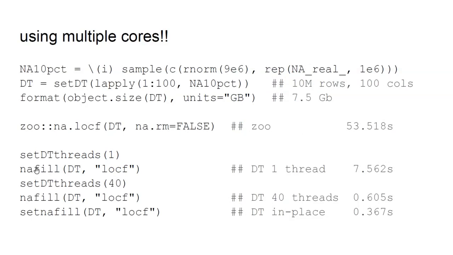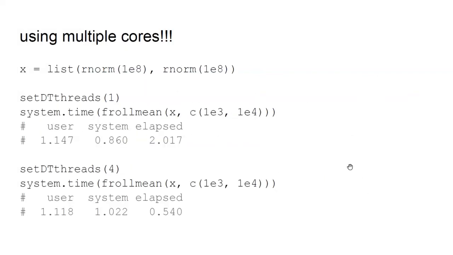Using a single thread in data table, it's not by reference, it's just creating a new object. We have 7 seconds. Using 40 threads, we go to almost half a second, and we can also do this by reference. So we change the object in place by changing those NA values, and this goes even lower. So we can see that without data table, we stay at 53 seconds, and in data table, we go far below a second.